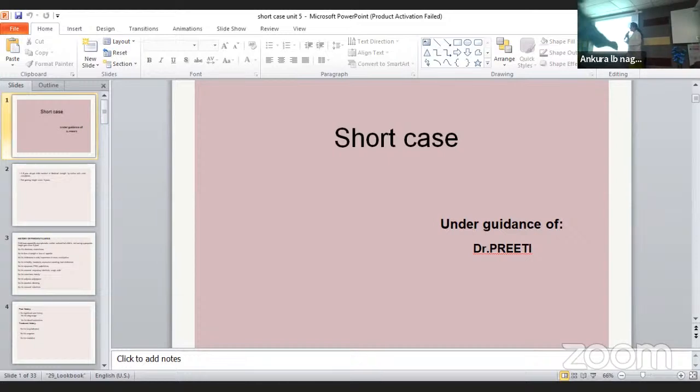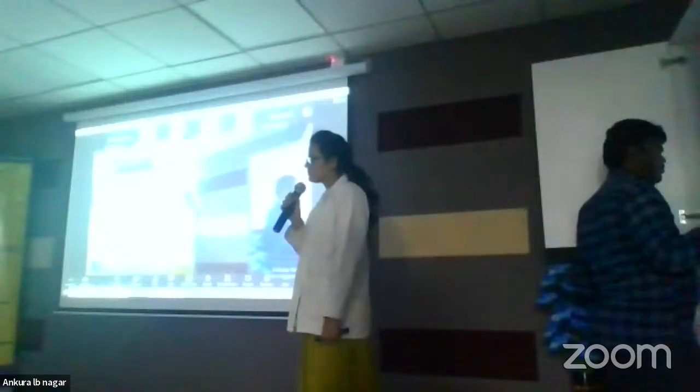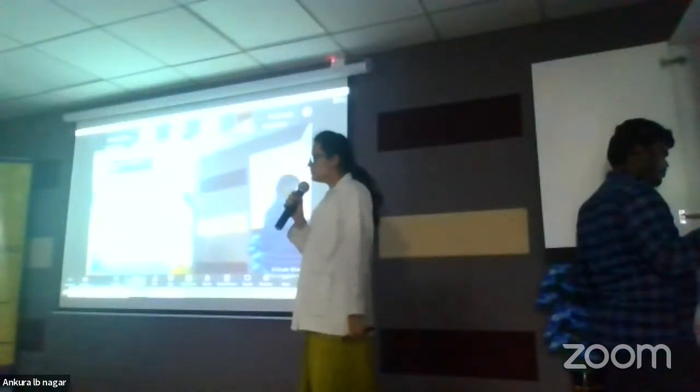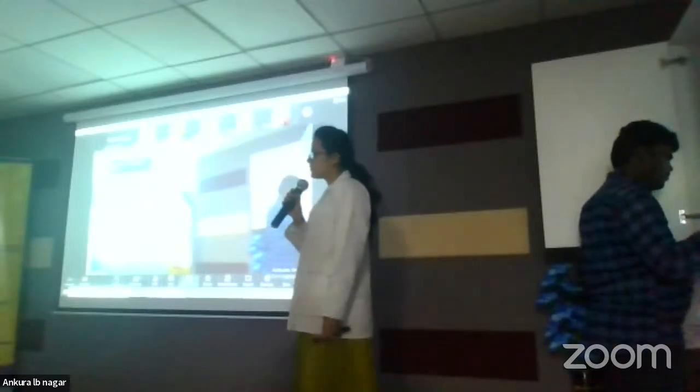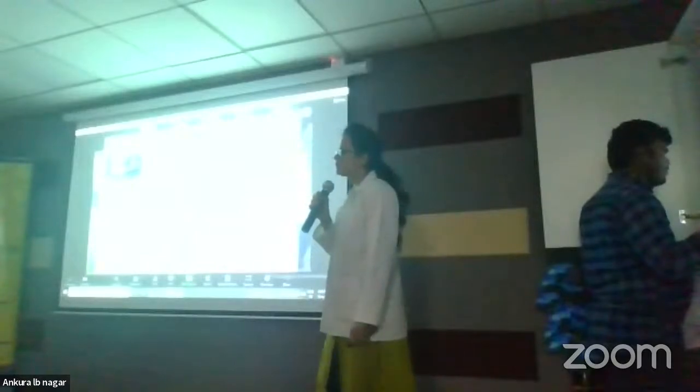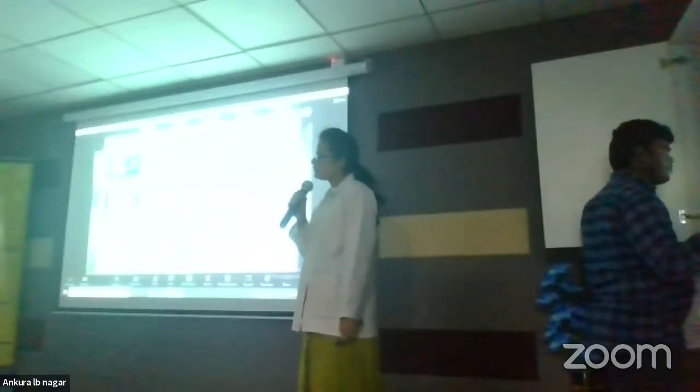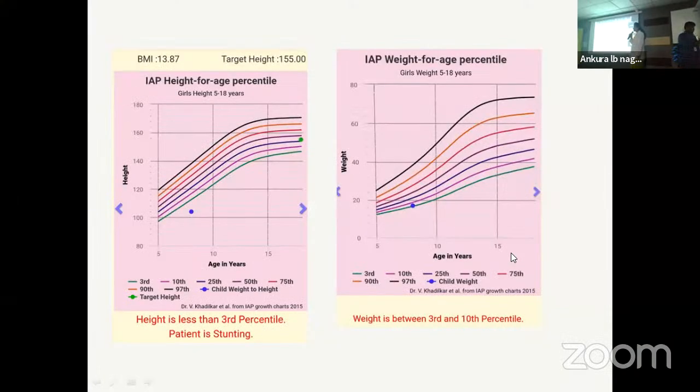Yes, you are right. As a rule of thumb, what we have to remember: if the child is between 2 to 4 years, decreased height velocity means less than 5.5 centimeters per year. So any child between 2 to 4 years not gaining 5.5 centimeters per year has short stature. That is decreased height velocity.